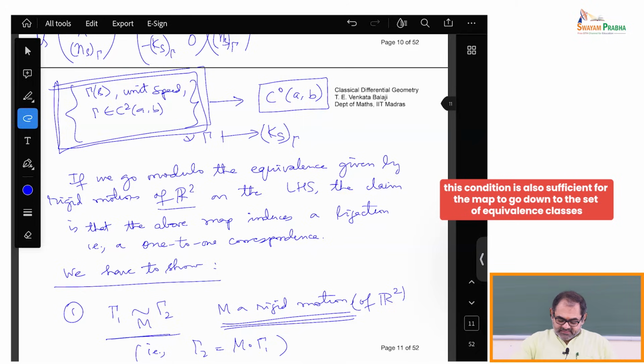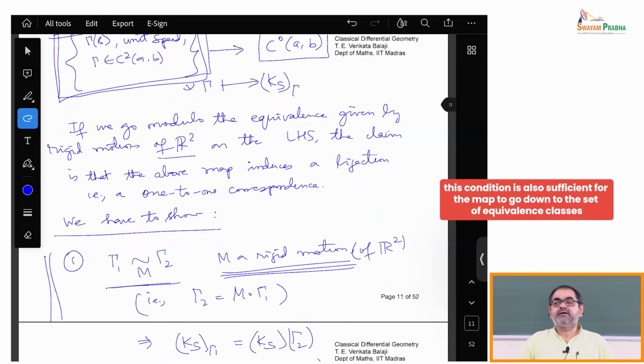Yeah, so if you take two curves that are equivalent to one another, on the right side the associated sign curvatures are the same. That means this map of taking a curve and associating it to its sign curvature does not depend on the curve. It depends only on the rigid motion equivalence class of the curve. Therefore, that map is defined on the rigid motion equivalence class itself. So this first condition is the necessary condition, that this map is defined even on equivalence classes.